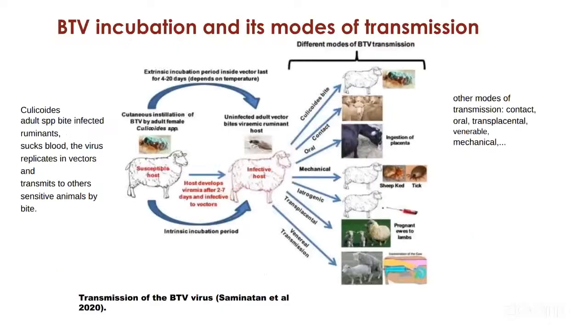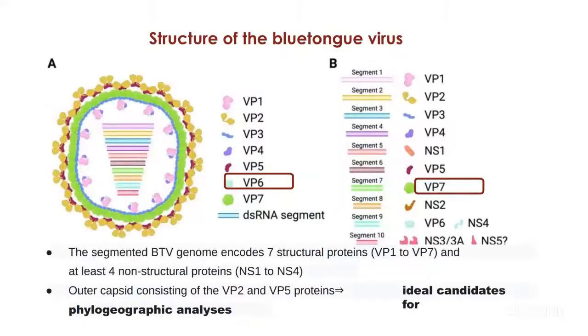Just to remind you about the mode of transmission of this virus: the viral cycle begins when adult Culicoides bite infected ruminants. After infecting these ruminants, it sucks blood and the virus replicates in this vector and can be transmitted to other animals. This is the main mode of transmission, but there are other modes like the oral one, the transplacental one, the venereal one, and so on.